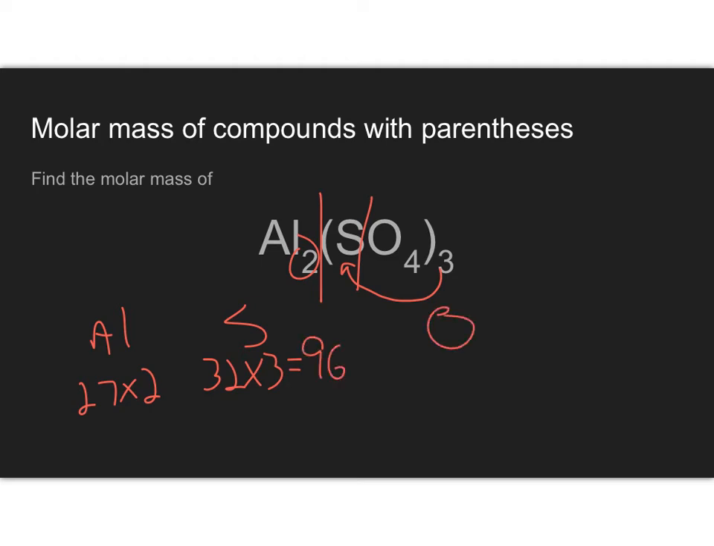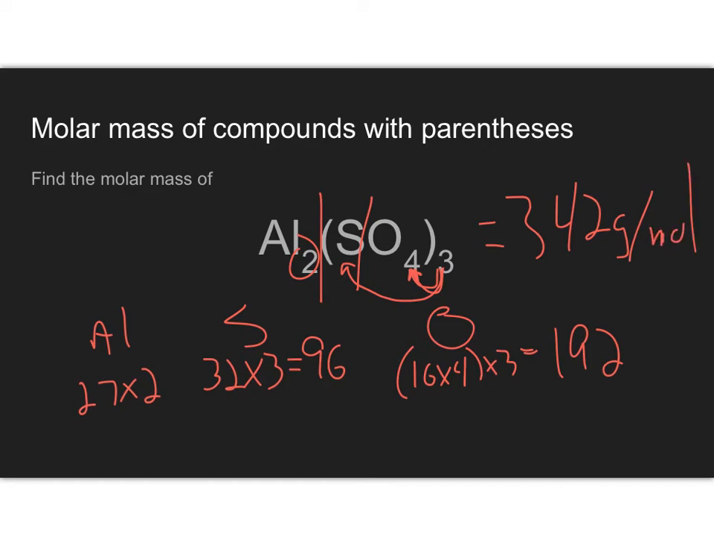Oxygen, finally, has a 4, and that's times the 3, so that's 12. Okay, right, because it's 16 times 4 in the parentheses, and then times 3 outside the parentheses, which is 192. So now to add all that together, the total for the whole compound is 342 grams per mole.